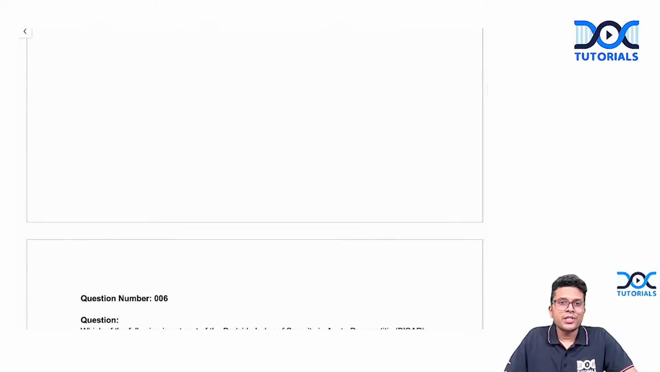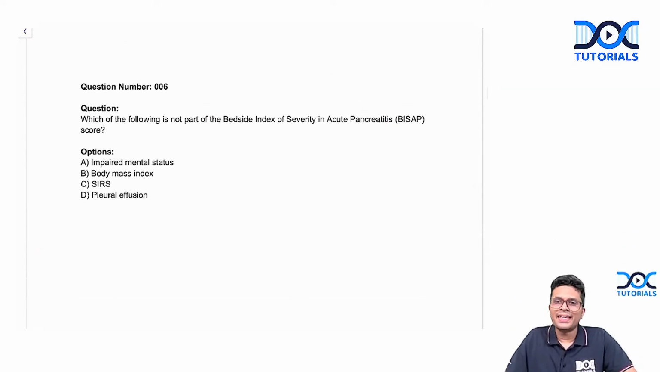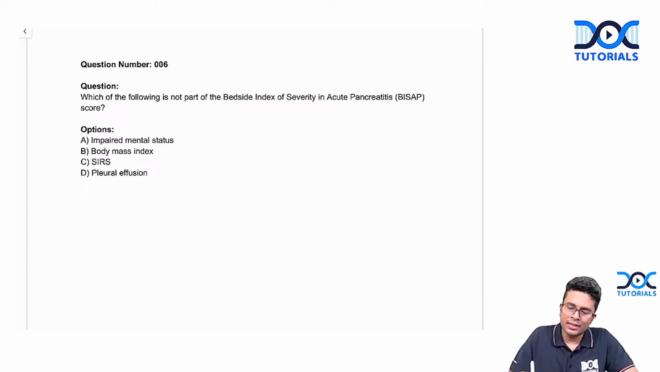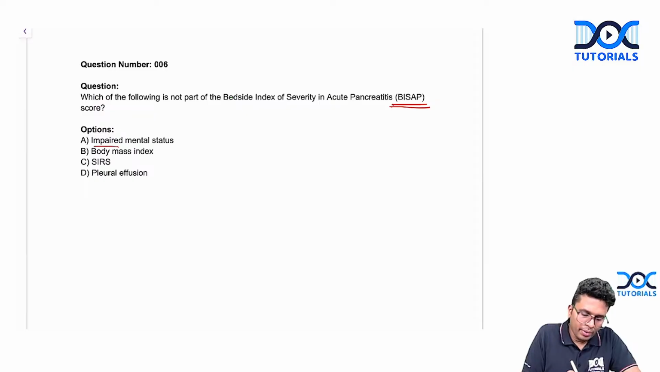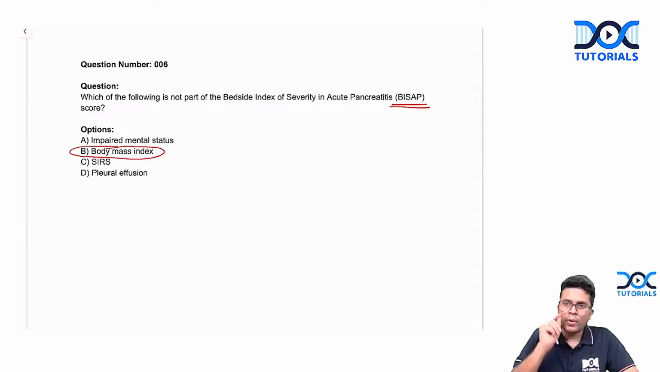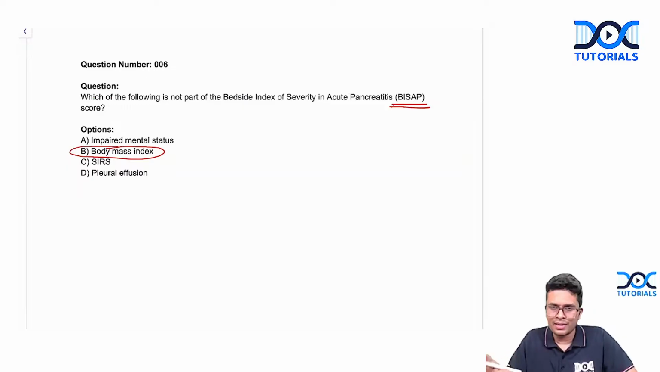Next, question number 6. Which of the following is not a part of the bedside index of severity in acute pancreatitis, that is the BISAP score? This you should know. Options are A, impaired mental status; B, body mass index; C, SIRS; and D, pleural effusion. You should know the important criteria in acute pancreatitis at admission and at 24 hours and a little later, and should be able to evaluate whether the patient needs admission or not.